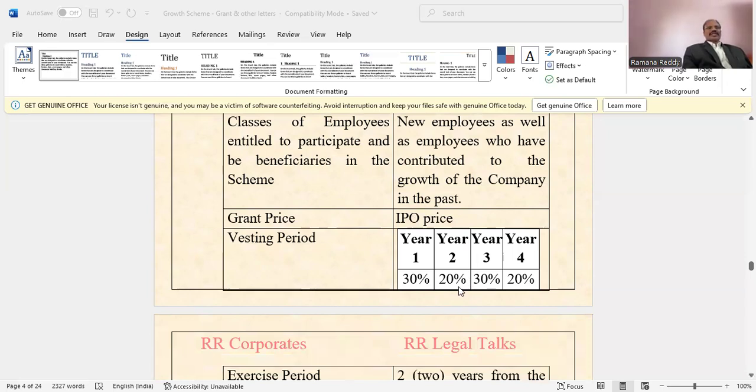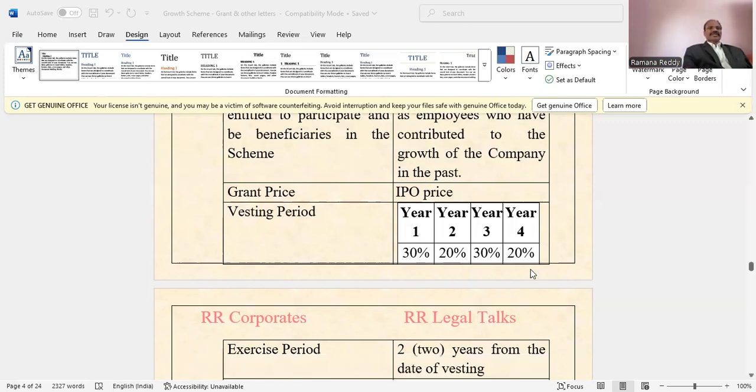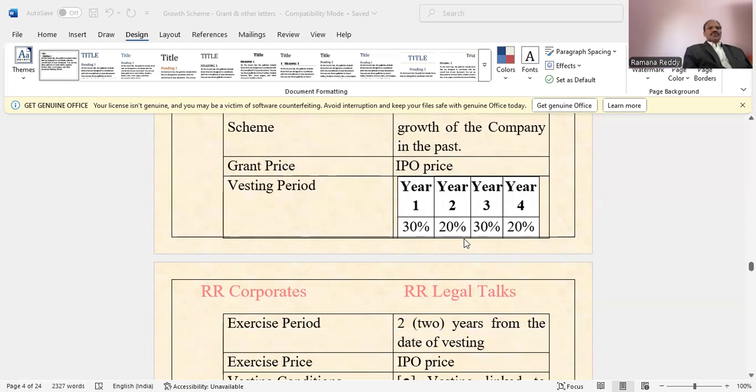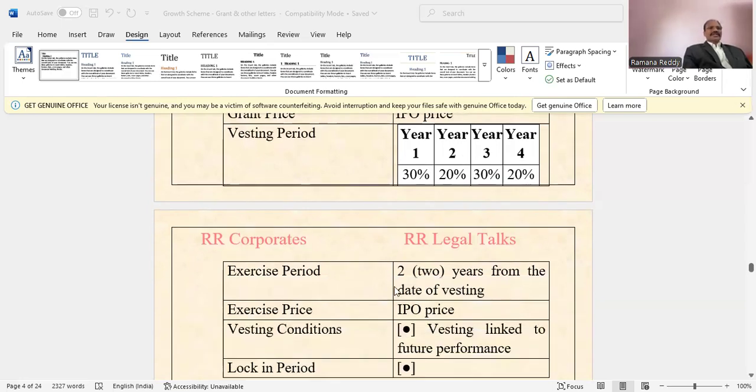Vesting schedule: I give you an example for a period of 4 years. You can say first year 25%, second year 25%, third year 25%, fourth year 25%, or you can say first year 30%, second year 20%, third year 30%, fourth year 20%. So total 100% of the ESOPs will be divided year wise. The vesting period will be divided year wise. This is what we can give in detail.